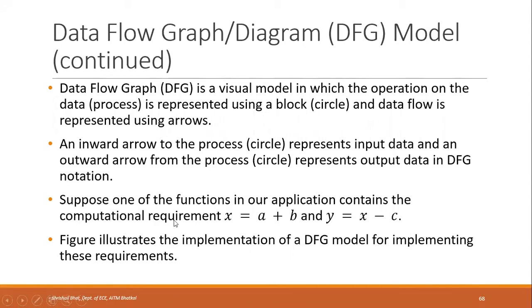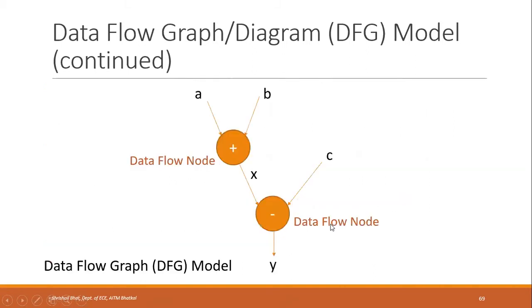It is a simple one. Say you want to do this particular operation: take x as a variable which is equal to a plus b. a and b are two input variables. If you add them together, you get another variable x. Then you use this x and perform an operation x minus c, and assign that to another variable y. You can represent this using the data flow graph model like this.